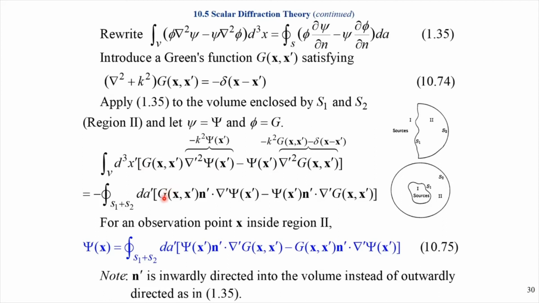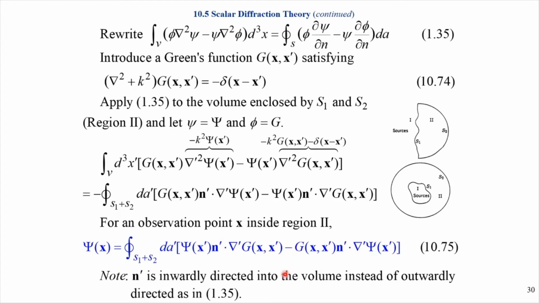How about the right hand side? The right hand side is still the same. G is here. We have a minus sign, so we can change the order. This part moves to the front, n prime dot gradient prime G. This part moves to the front, and the minus sign moves to here. The real part: minus G(x prime) n prime dot gradient prime phi. Okay?